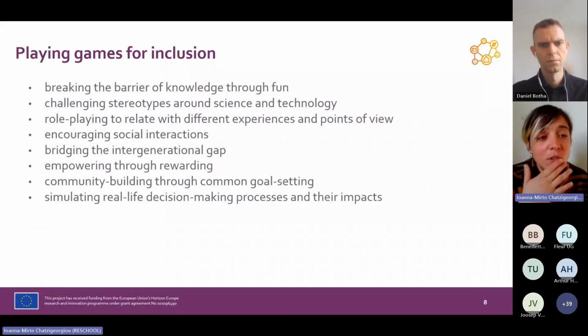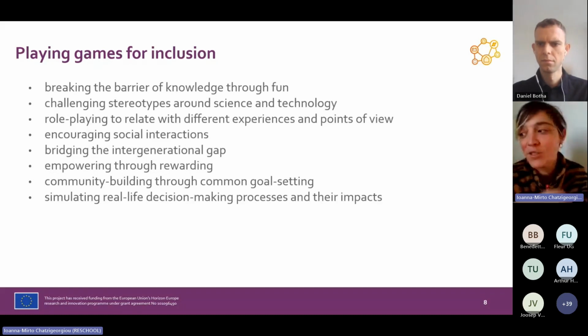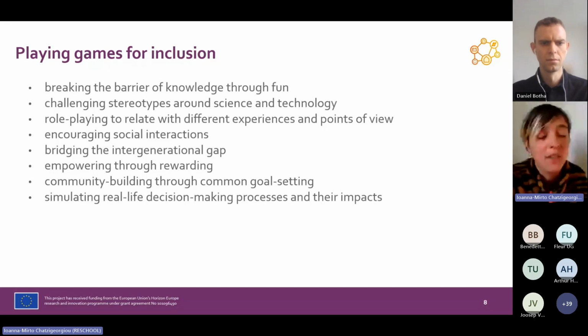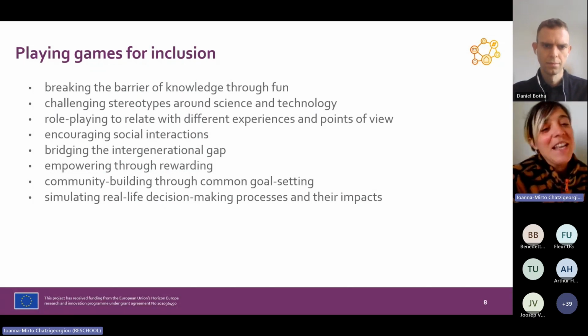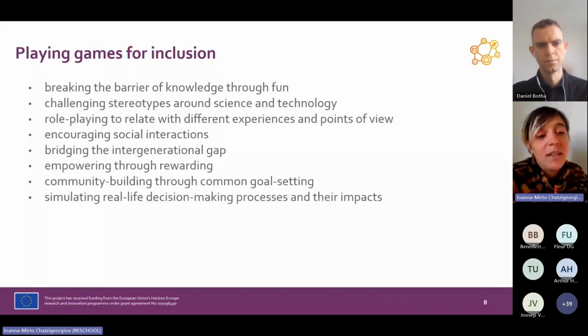And how can games support our effort to improve inclusion? They can break the barrier of knowledge through fun and challenge stereotypes around science and technology. So it's not anymore something serious that only people who already have the information can deal with, but something that we can all be involved in. We could also use role-playing, a strategy that was also used with schools in our project, so that we can relate to different experiences and points of view. It can encourage social interactions and bridge the intergenerational gap, because we need youth in this transition. It can empower through rewarding, support community building, and simulate real-life decision-making processes, which we know is a vital aspect of participation in an energy community.